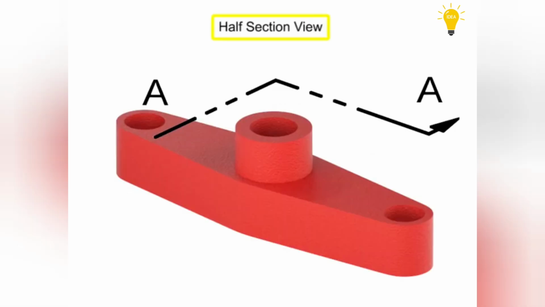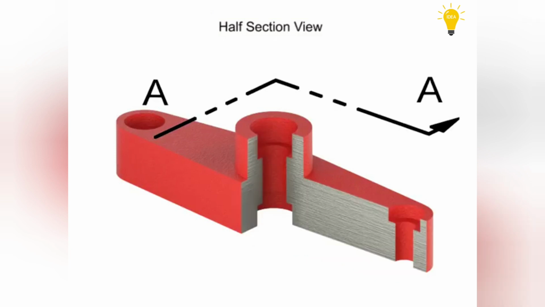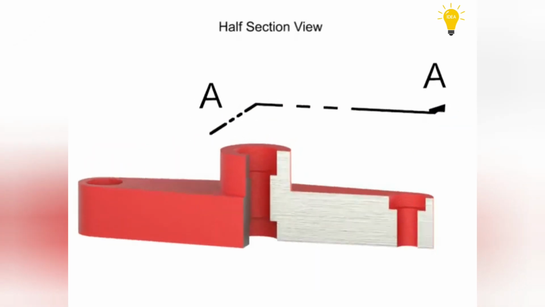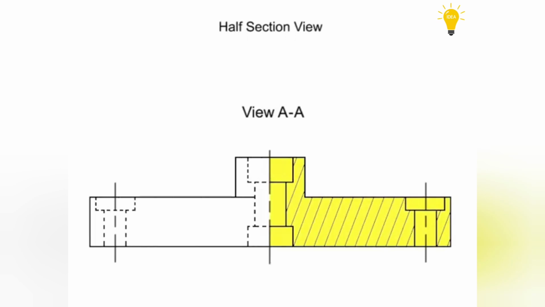Half-section views are created when a section is taken from only one half of a symmetrical object. The cutting plane line for this type of view has only one arrow, since you are only viewing the section on one half of the object. One half of the new view shows the section, and the other half shows the original view.